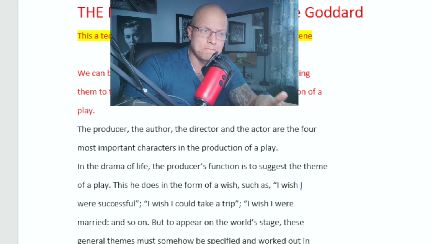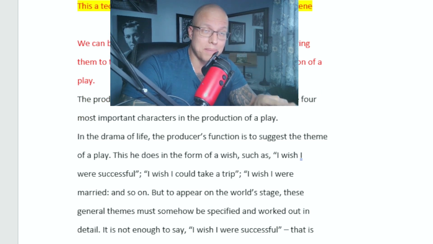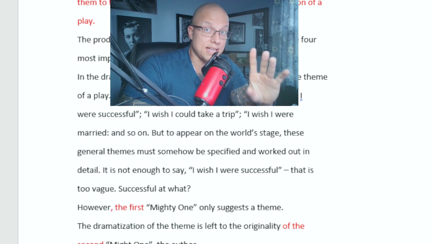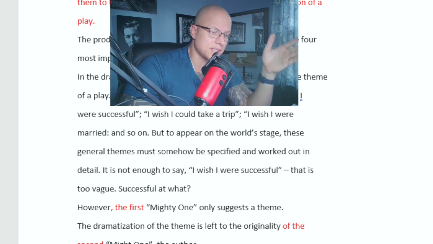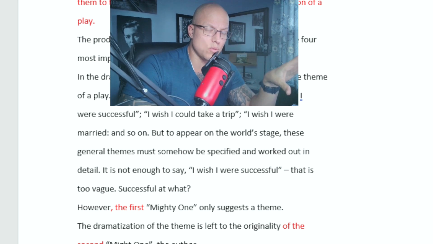But to appear on the world stage, these general themes must somehow be specified, okay? Specified and worked out in detail. It is not enough to say, I wish I were successful. You need to create a whole theme that's surrounded by that, okay? That is specific, okay? So successful at what? So it gives you an example. Successful at what? What do you want to be successful as? So that's the theme you want to create specific.